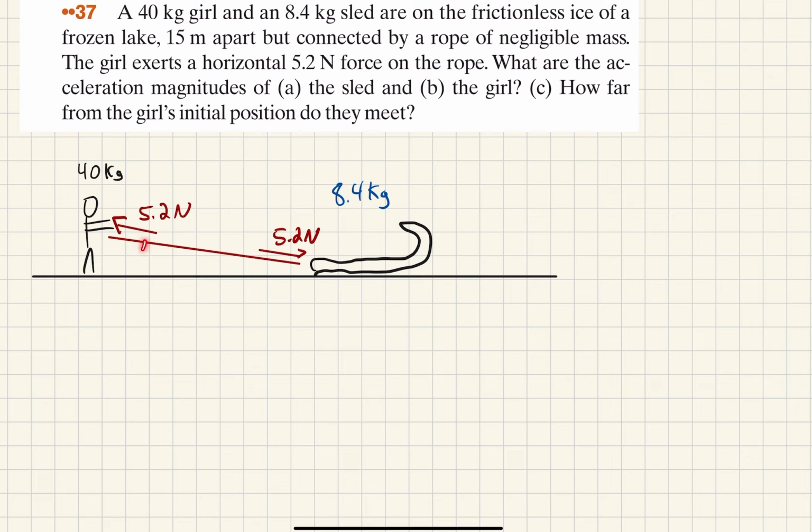So if you slice this rope at any single point, the girl is pulling 5.2 to the left, but there's going to be an equal and opposite force on the other side of that rope, as long as there's tension maintained in it. And in this case, because this sled is going to be pulled in that direction, we're assuming that the tension is kept constant throughout.